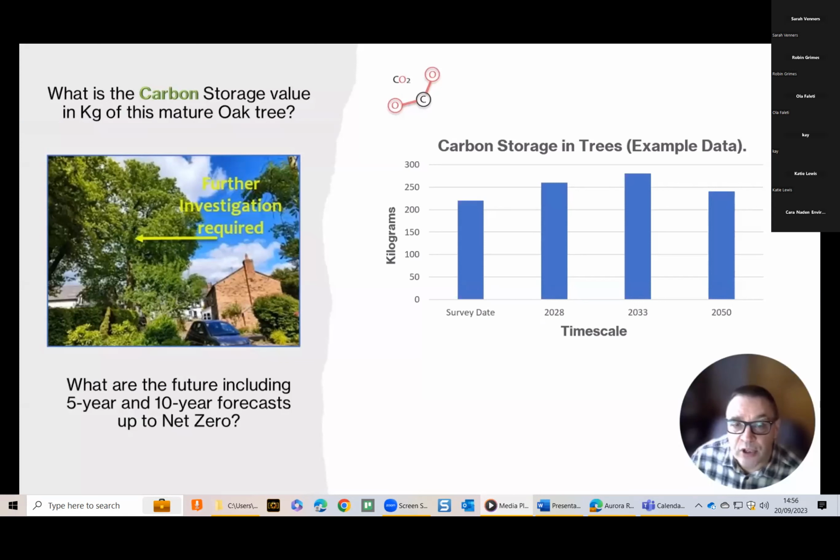Area of a residential property as a counter-argument to attempting mature oak trees. If using the oak tree's measurements, I could have measured the carbon storage values in kilograms with a carbon forecasting timeline towards net zero. This information would have been an important part of the assessment of the tree.